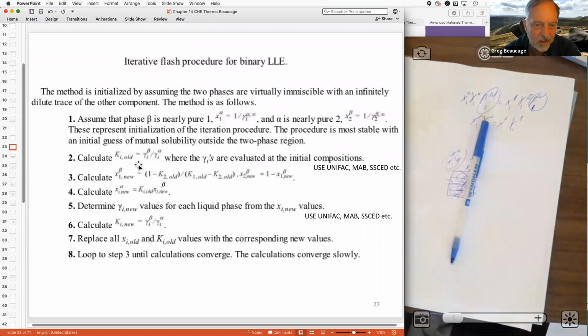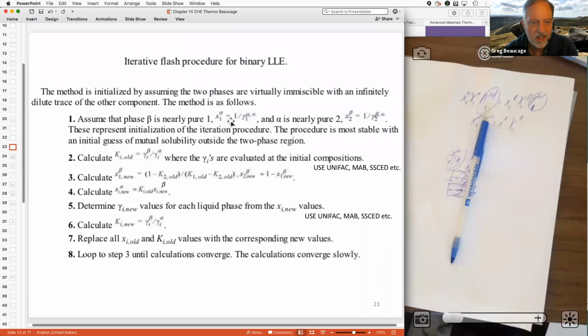So once you know the compositions, you can use the mass balance to get the volumes of the two phases. So anyway, the routine is first assume pure. If you assume beta is pure 1, then alpha, which is in equilibrium with it, has to have x1 equal to 1 over gamma 1 alpha. And that's infinite dilution for the alpha phase. The same for the beta phase. So you assume the two are completely immiscible.